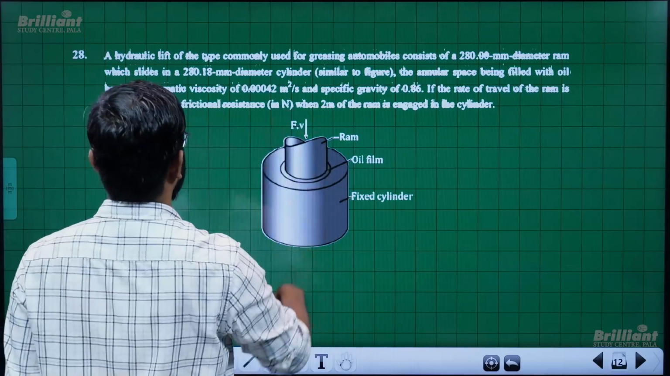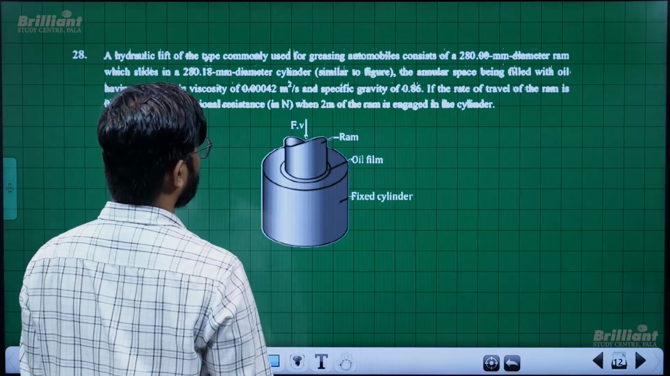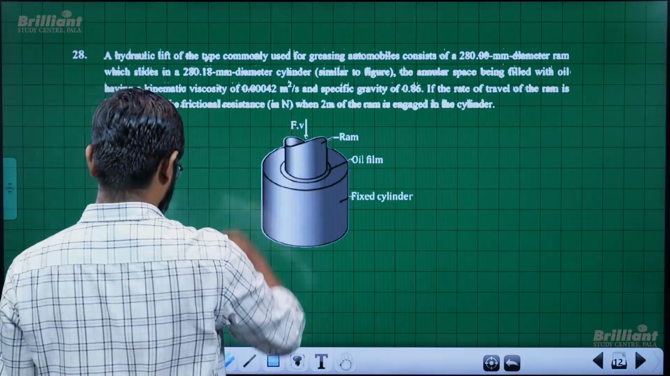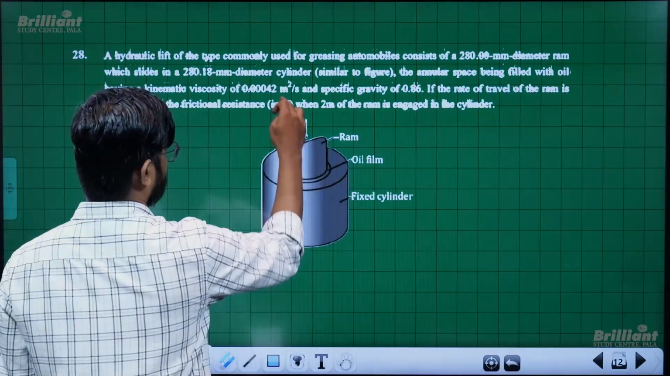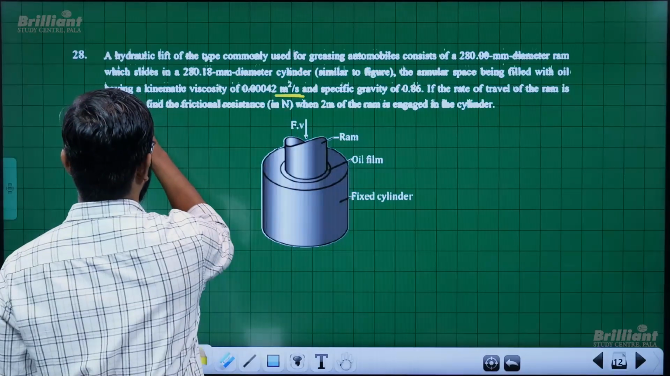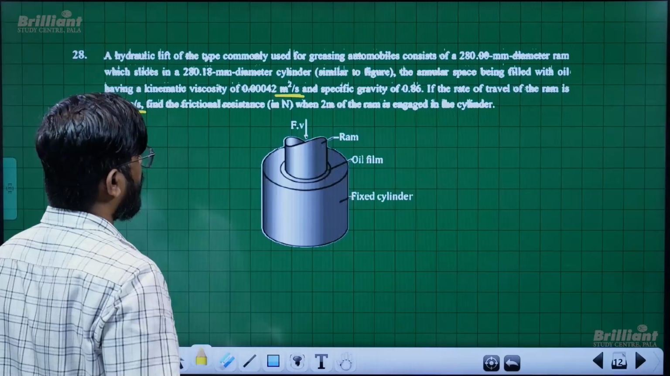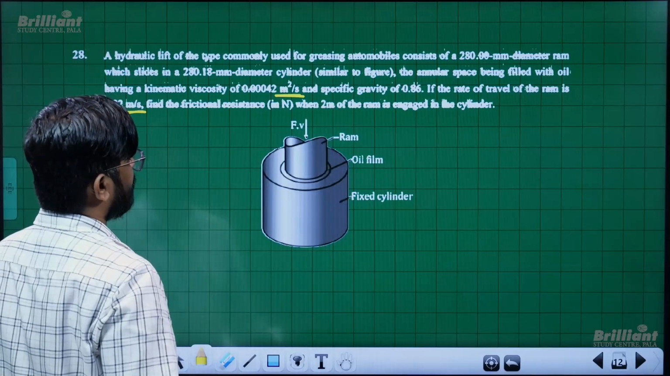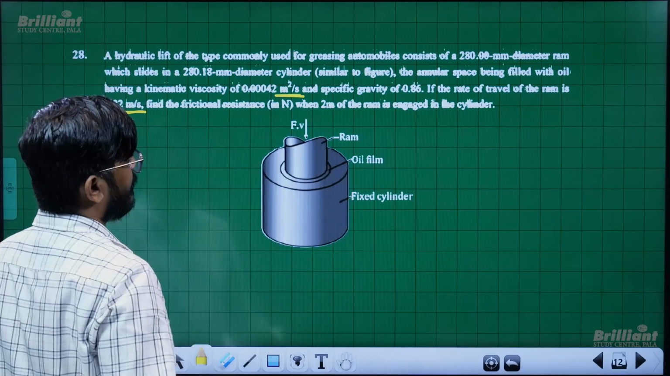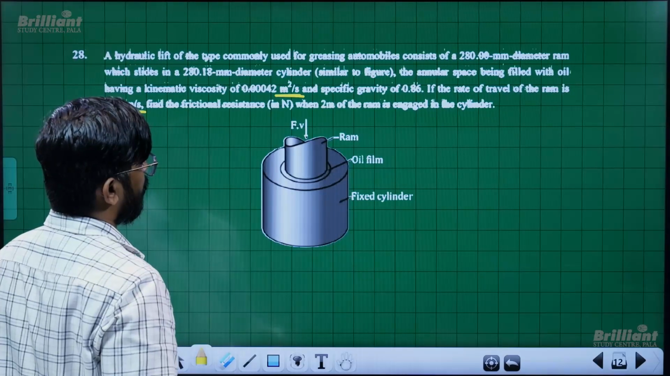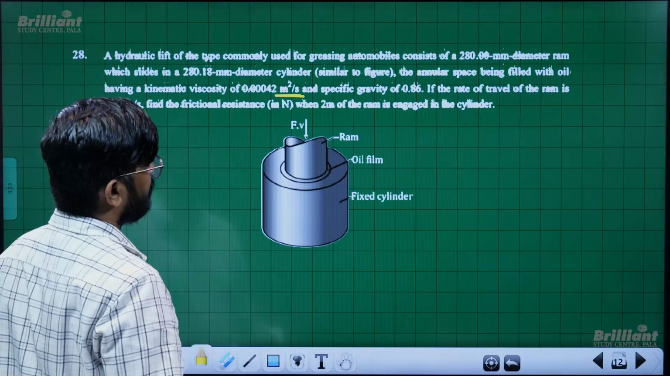Okay, and this is moving with some speed. Specific gravity is given. Now you should see what the dimensions of this are. This is meter square per second, this is meter per second. Find the frictional resistance when 2 meters of the ram is engaged in the cylinder.